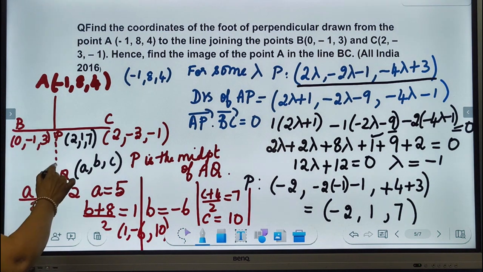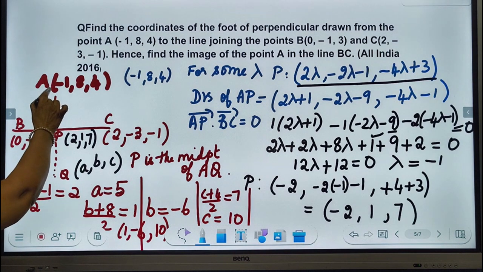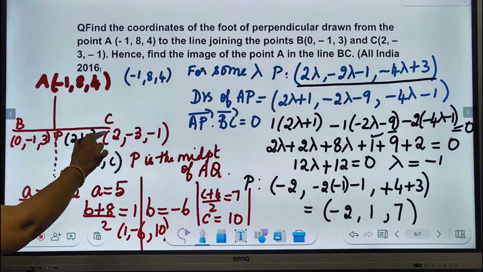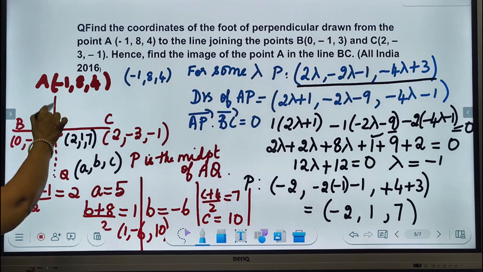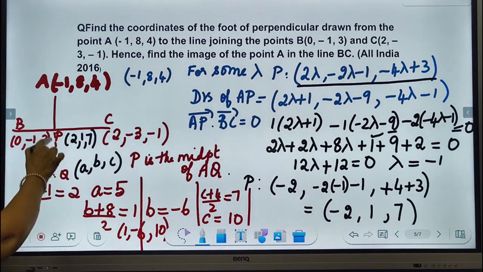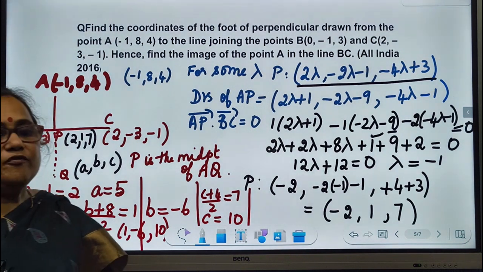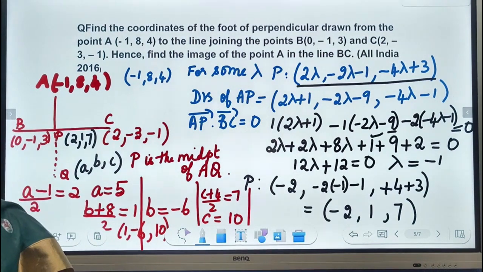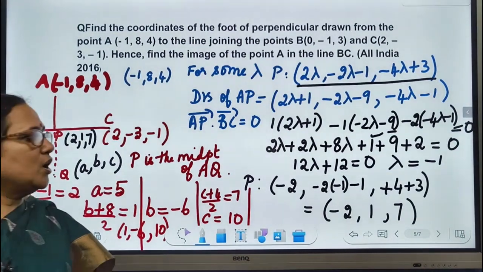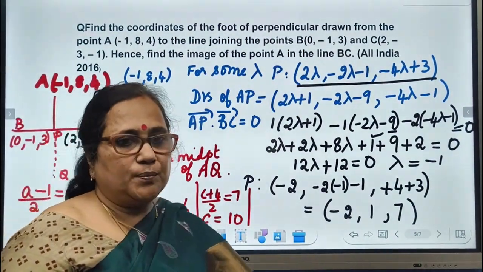What do you mean by image? Q is called the image of A. If BC acts as a mirror, it reflects A such that AP equals PQ, or P is the midpoint of AQ. So we have used the midpoint formula to find the image after obtaining the coordinates of the foot of the perpendicular. So I hope you understood these three problems.